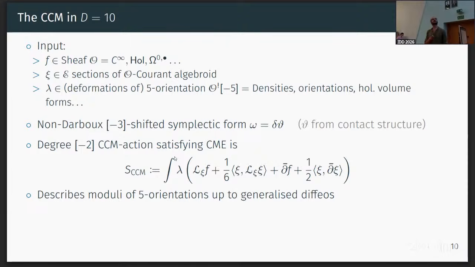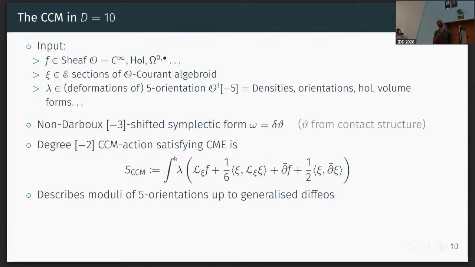Then you have this parameter psi that lives in sections of an O-Courant algebroid. An O-Courant algebroid is just a generalization of what I told you before to the setting of either the holomorphic case or some kind of Dolbeault resolution of a holomorphic case. And then lambda, you can think of as deformations of 5-orientations. The 5-orientation lives in this O-Schwieg dual, again, a scary object, I don't really know what it is, but you can think of it in terms of either density, an orientation, or holomorphic volume form.